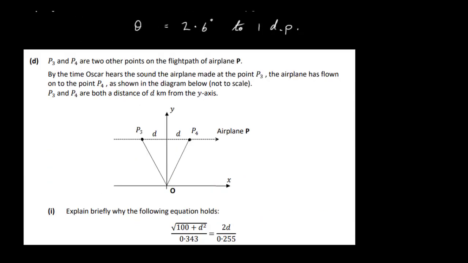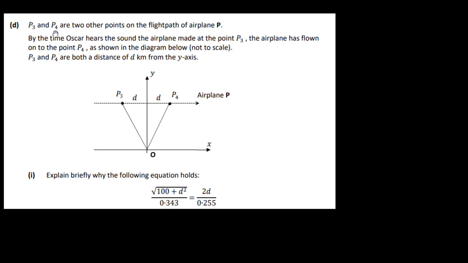Let's have a look at part D then. P3 and P4 are two other points on the flight path, so that's these two here, same airplane. By the time Oscar hears the sound the airplane made at point P3, the plane has flown on to point P4. So the sound has gone from here to here. As soon as Oscar hears it, the plane is now over here. So we have this isosceles triangle here, because P3 and P4 are both a distance of d from the y-axis, so we have these two d's here as well. Explain briefly why the following equation holds.